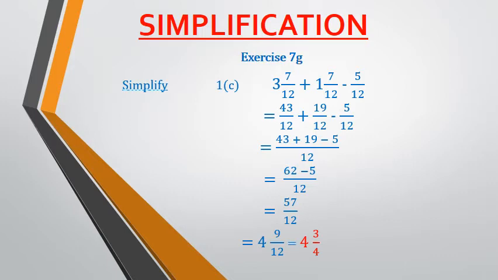4 9/12. And now children, see, in 4 9/12, the fractional part 9/12 can be reduced. We can divide 9 and 12 by common number 3, and 9 divided by 3 is equal to 3, and 12 divided by 3 is equal to 4. So our fraction will become 4 3/4, and this is our final answer.